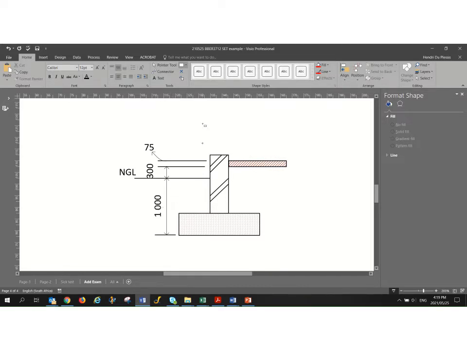So here you can see your excavation depth is 1 meter, and then the 300 millimeters for your surface bed above natural ground. Sorry, that should actually be up to there. So it's the 300 mils up to the top of your surface bed.